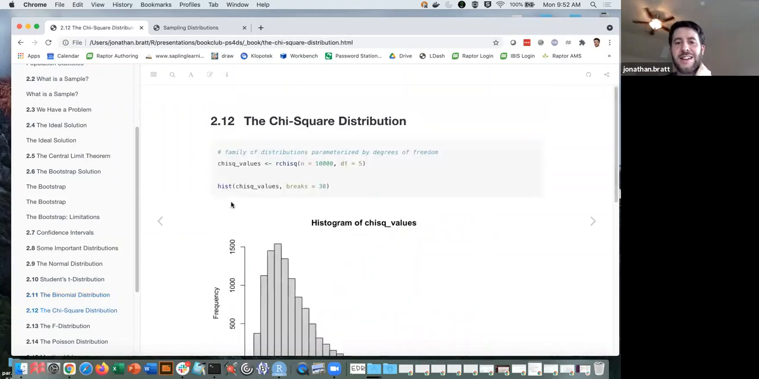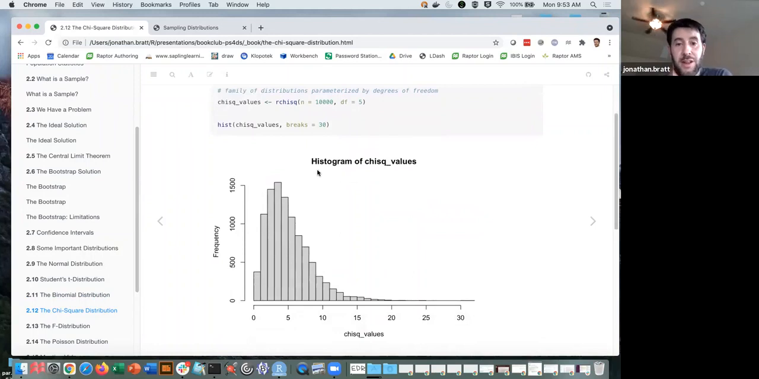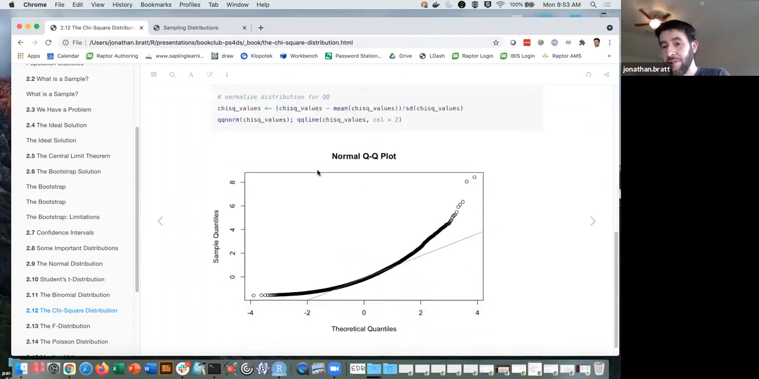The book talks about the chi-square distribution, which again is a family of distributions parameterized by degrees of freedom. For different values of degrees of freedom, this can look really normal. I picked one for which you can see it's pretty not normal. Why is this important? I think we'll get to it later in the book.